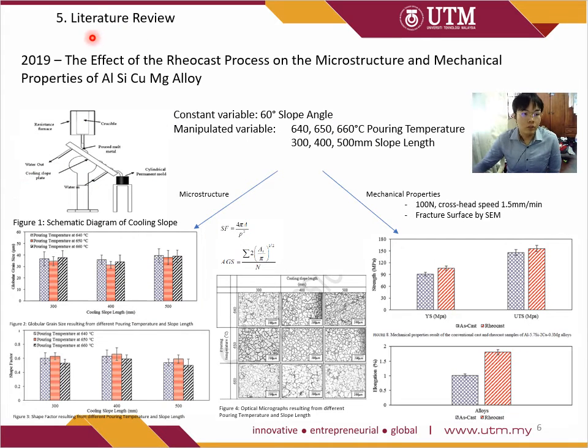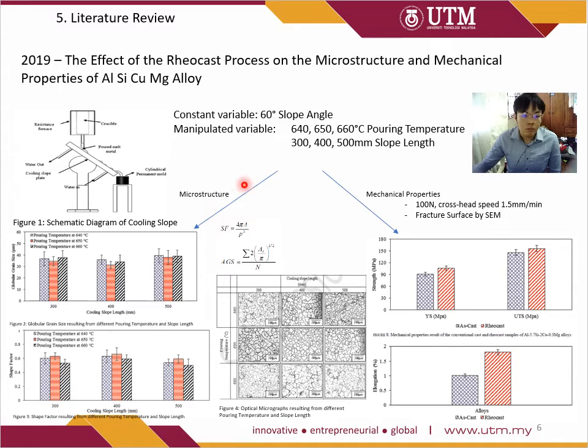And next is the literature review. This is a paper from 2019. Figure 1 shows the schematic diagram of the cooling slope setup. In this experiment, the slope angle is fixed at 60 degrees, the pouring temperature varies from 640, 650, 660 degrees Celsius, and the slope length varies from 300, 400, and 500 millimeters.